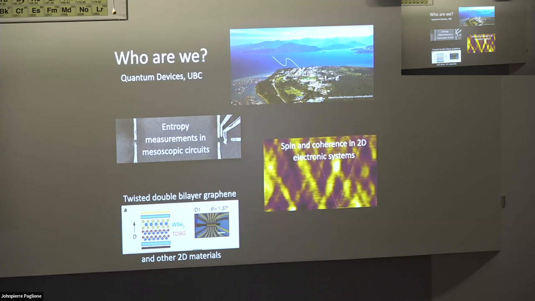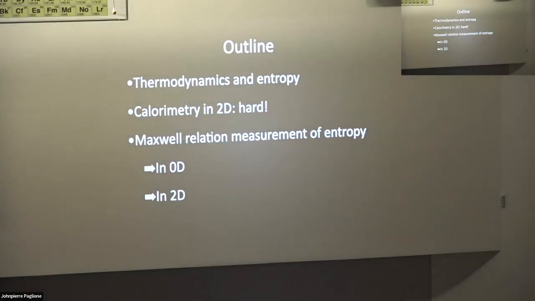But I hope you'll learn something interesting, first of all, about the challenge of doing measurements like this and how to solve some of those challenges. And second of all, why it's really important and really powerful as a technique. Okay, so as an outline for the talk, I'm going to start by just reminding everyone what I mean when I talk about thermodynamics and specifically about entropy.